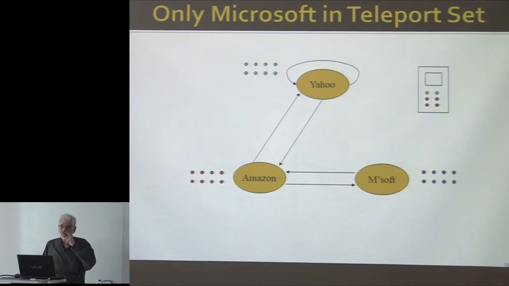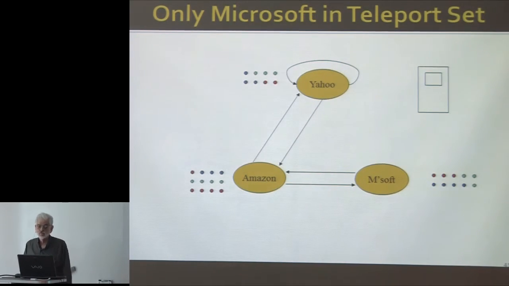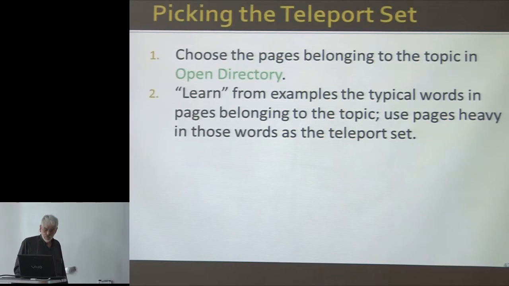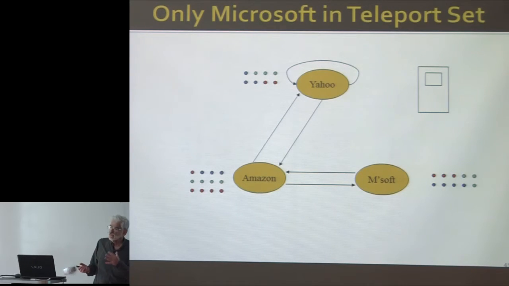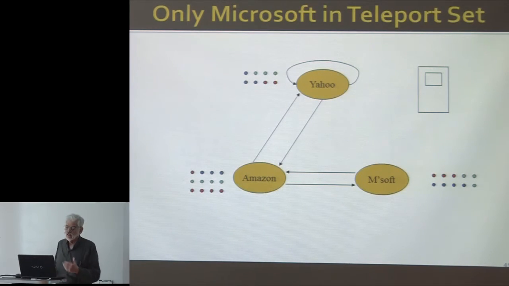They pick a random out link and go there, and that's what happens. And then all the guys in the phone booth go to the teleport set, which is in this case just Microsoft. And then the same thing happens: tax to the telephone booth, shuffle around, and then everybody in the phone booth goes to Microsoft. Well, in this particular case, it keeps the PageRank of Microsoft artificially high. This is actually pretty much the limit of what happens.